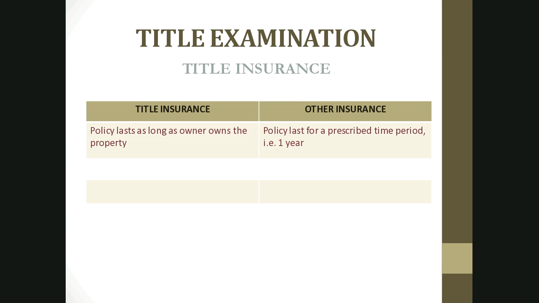But title insurance is a little bit different than all those other insurances, right? So health insurance, car insurance, homeowners insurance, professional liability insurance, those are all bought for a term. So 1 month at a time, or 3 months at a time, 6 months at a time, 1 year at a time. They're all periodic and only last for a certain term. But title insurance, you buy it and it lasts as long as you're the owner of that property.